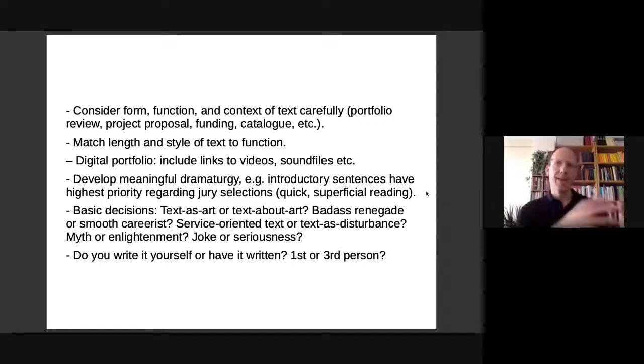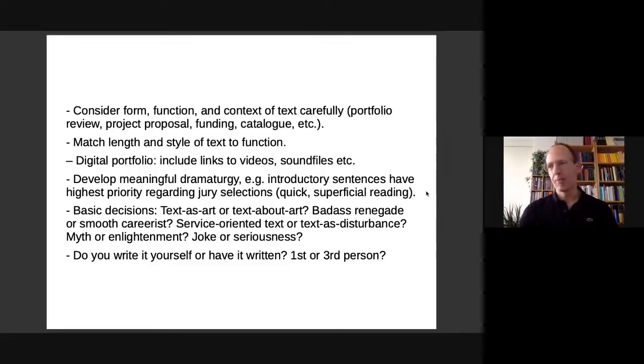So again, we have a service oriented text, or we have text as disturbance. Both, I would argue, is possible. And it's always good to really consider that you have these options. So the text can serve as a sort of myth. It can mythologize your work. It can add some extra poetic quality to it.